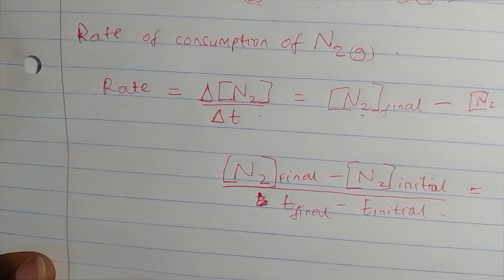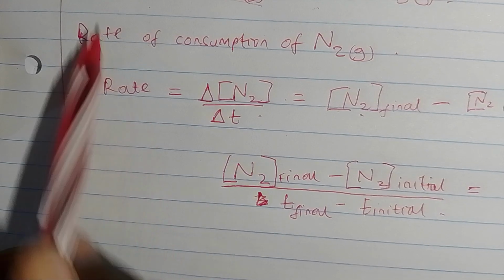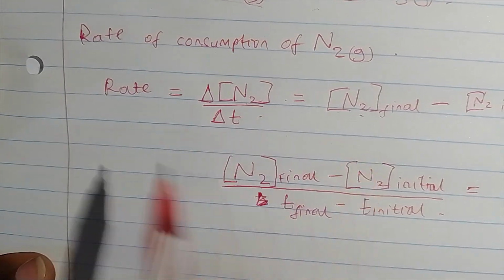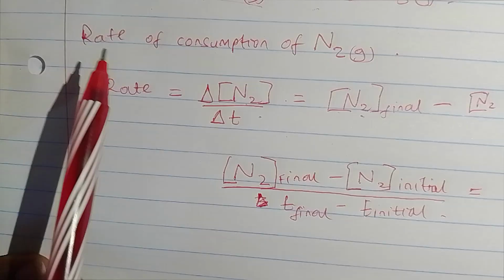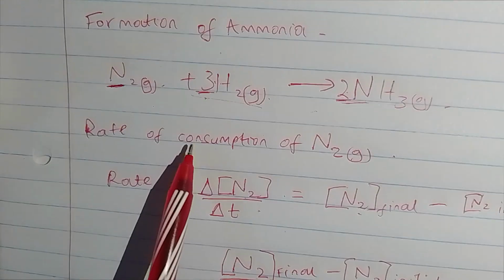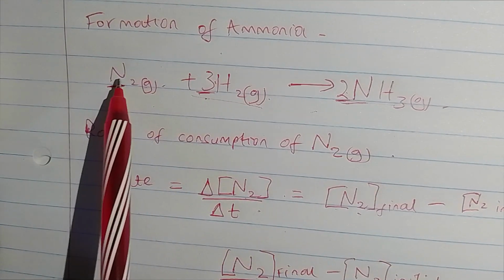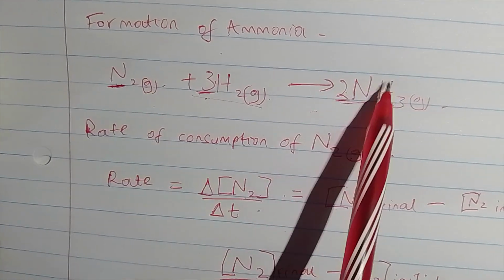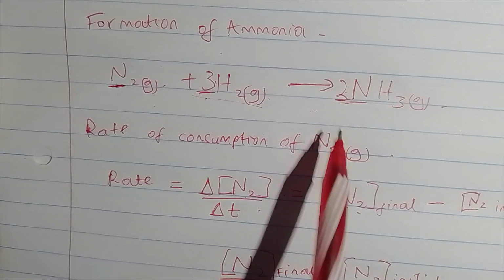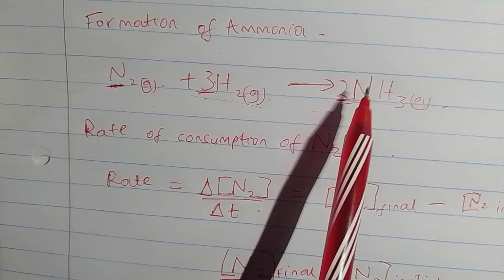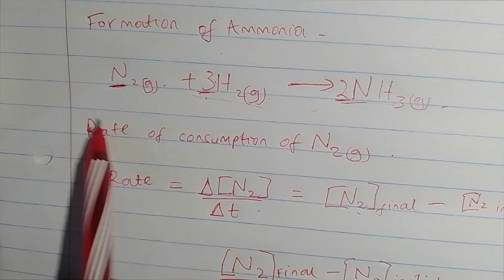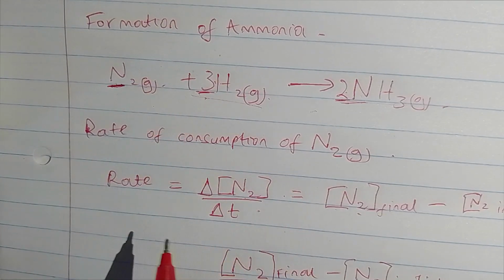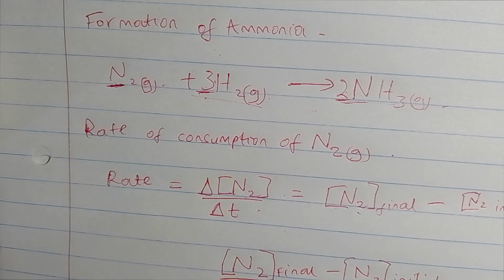But as you will observe, the rate of consumption is normally negative, because at the beginning the reactants are at a higher concentration compared to the products, since the reactants are consumed while the products are being formed. Therefore, there will be more products at the end of the reaction, while at the beginning the reactants will be at a higher concentration.